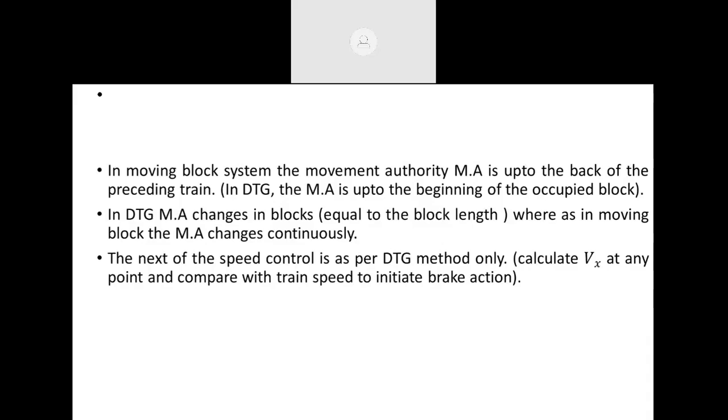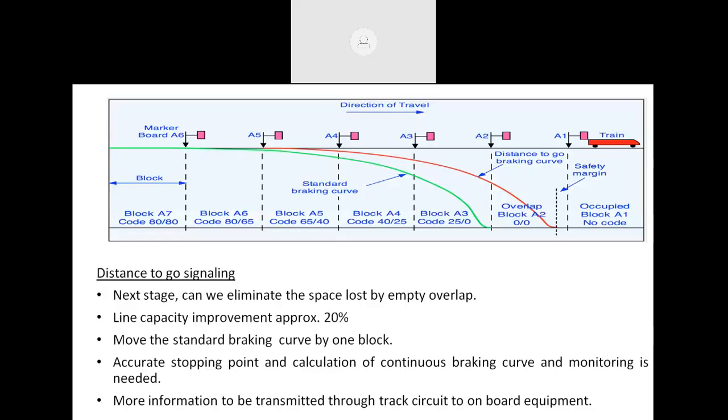Yeah, you can see here the braking curve, the green color, standard braking curve. The distance to go braking curve goes up to the entrance of the block where the train is staying, with a safety margin. Otherwise, it can go up to the entrance. And the moving block means it will go up to the back of the train, which is not indicated in this diagram.